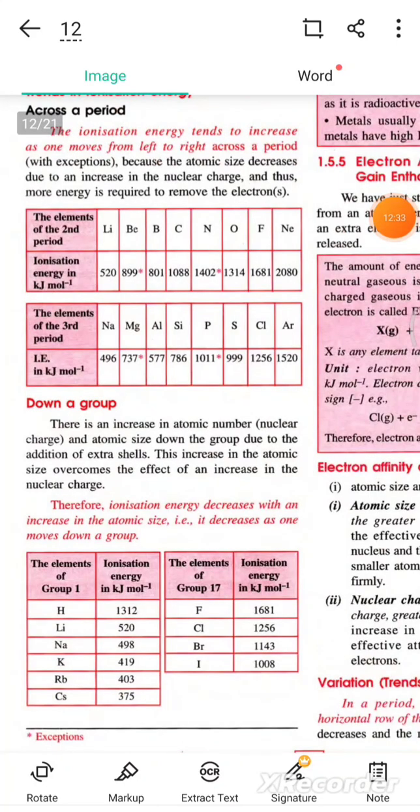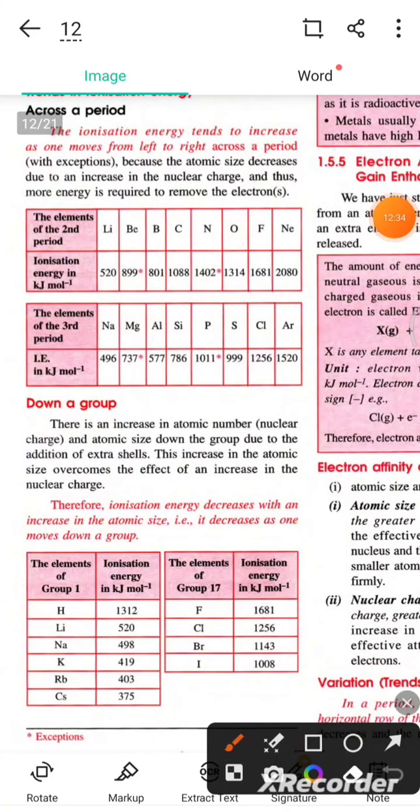Here you can see the exact values of ionization potential given. You see lithium 520, beryllium 899, and like this it is increasing up to 2080. This is across a period. Just now we discussed that across a period ionization potential increases. So here you can see the value is also increasing. This is the second period and this is the third period.